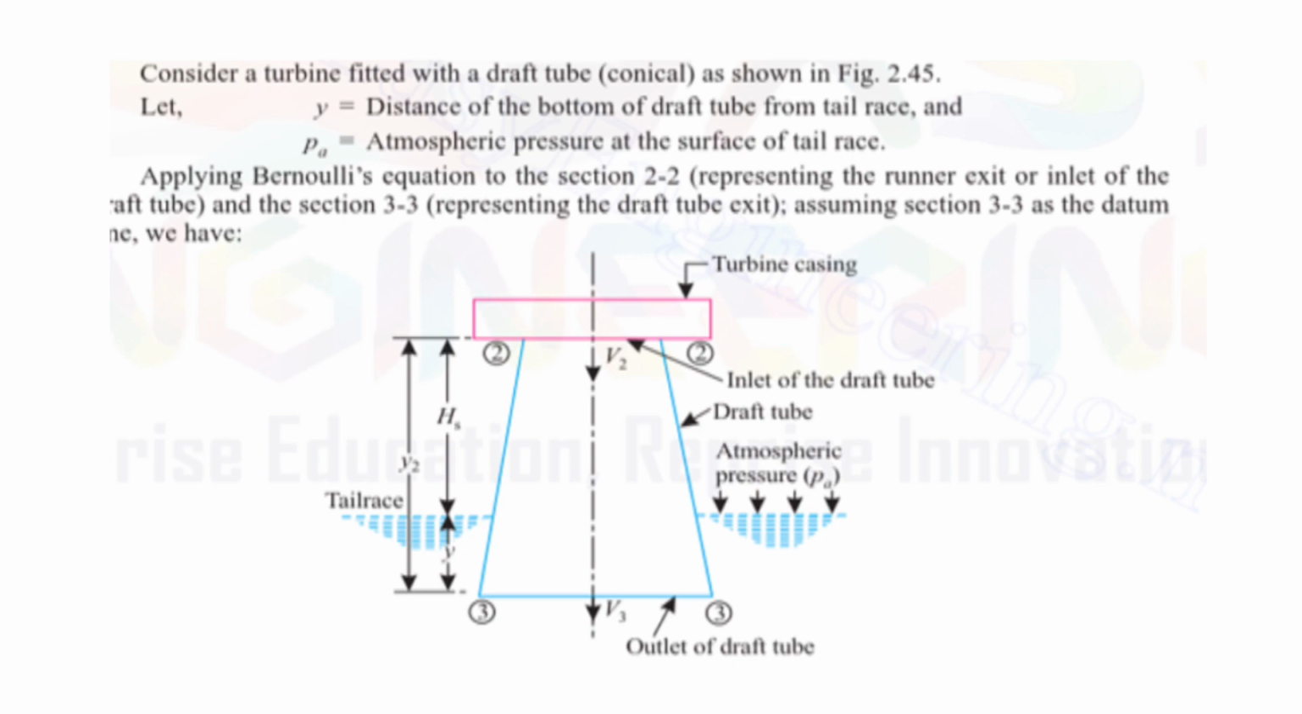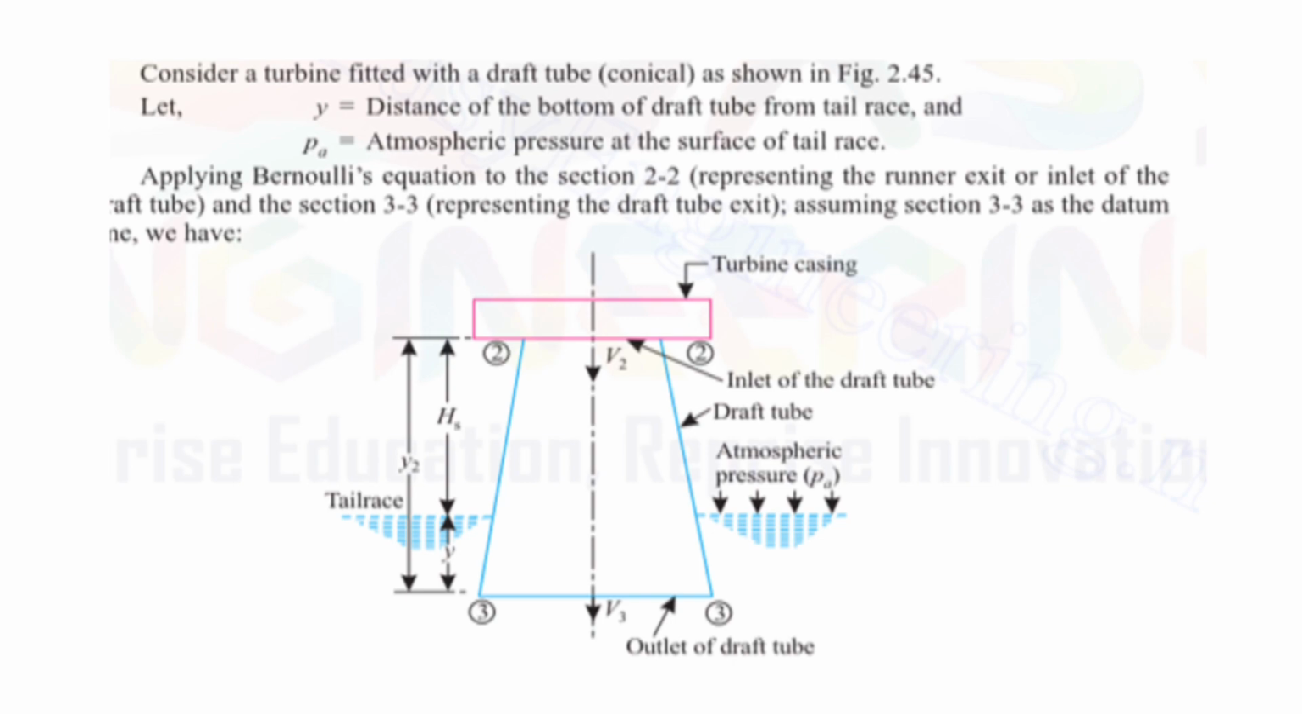This is the draft tube diagram. This is the turbine casing, with section 2 and section 3. From the outlet of the draft tube up to level 2 is the tail race, the turbine casing, and the inlet of the draft tube, with atmospheric pressure PA. So, consider a turbine fitted with the draft tube. Y is the distance of the bottom of the draft tube from the tail race and PA is the atmospheric pressure at the surface of the tail race.